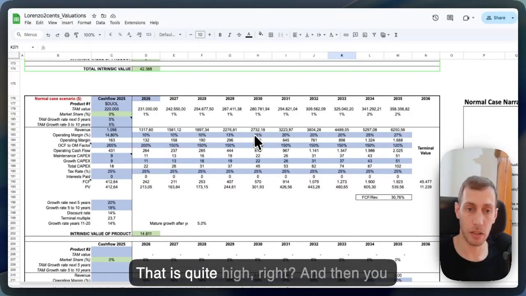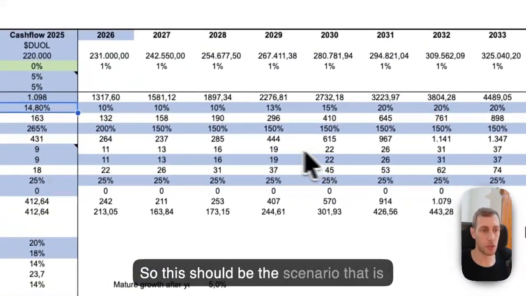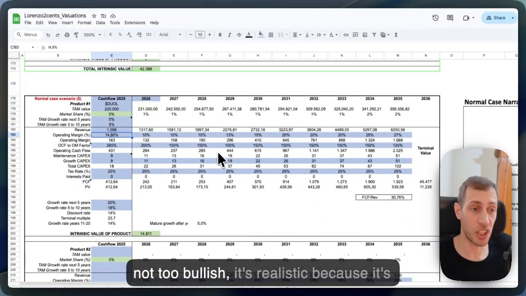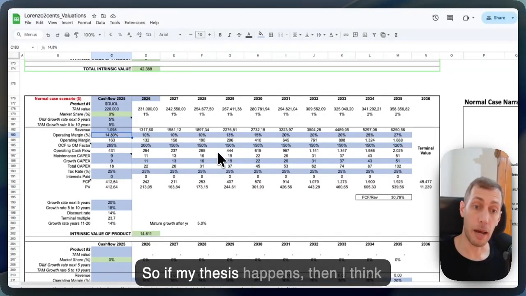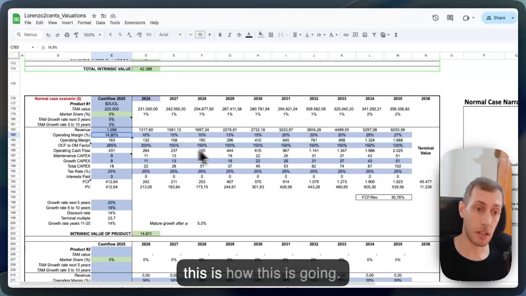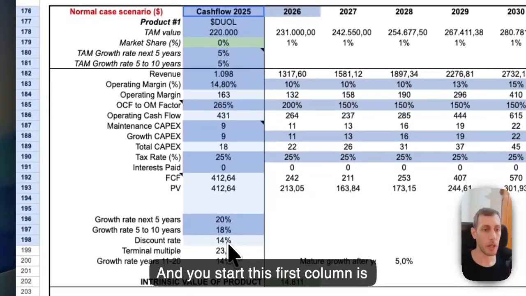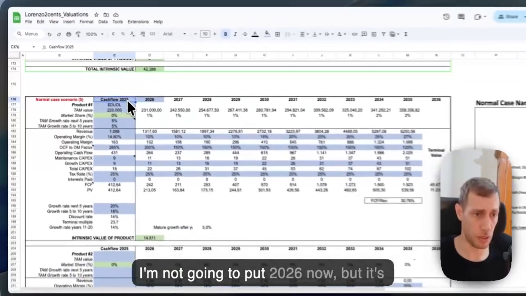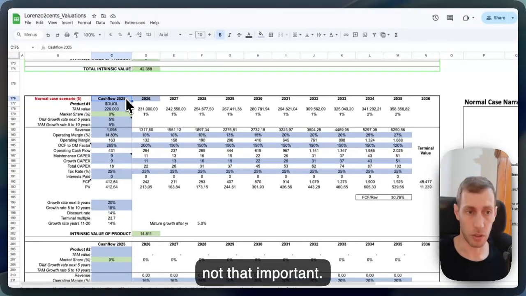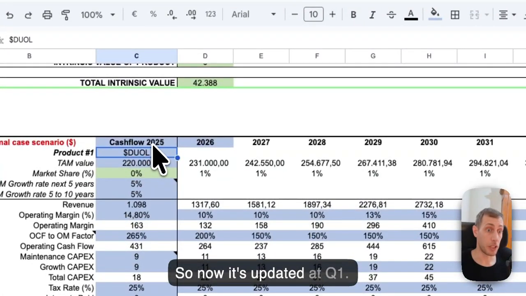That is quite high, right? And then you put the number here. So this should be the scenario that is not too bullish, it's realistic, because it's 50%, right? So if my thesis happens, then I think this is how this is going, right? And you start, this first column is actually 2025. I should put 2026 now, but it's not that important. Here, this column is LTM, last 12 trailing months. So now it's updated at Q1.